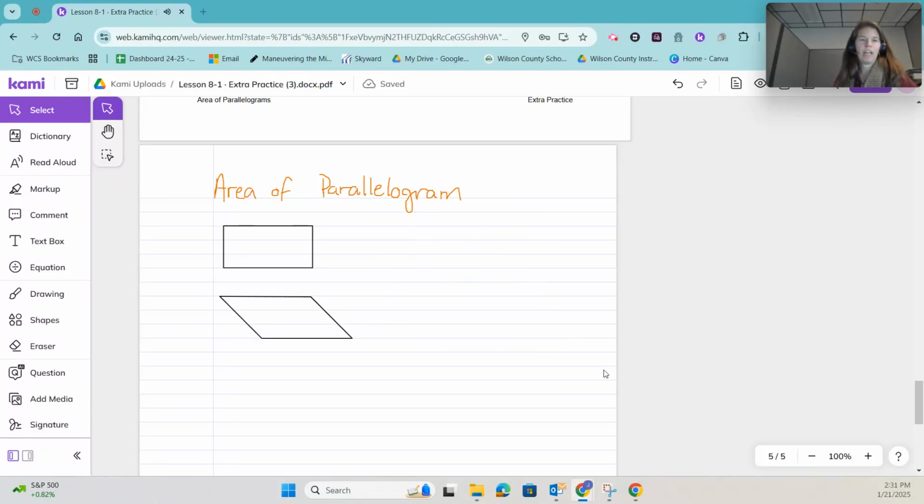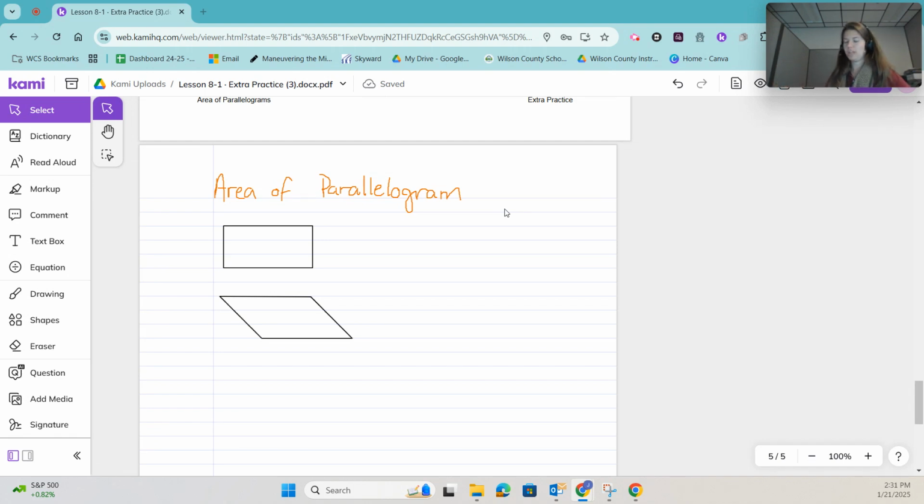Today we are talking about area of parallelograms. Remember, parallelograms are four-sided figures with two sets of parallel lines. Parallel lines run exactly the same direction. So if they continued forever and ever in both directions, they would never cross. Parallel lines run next to each other but never crisscross, and a parallelogram has two sets of those parallel lines.